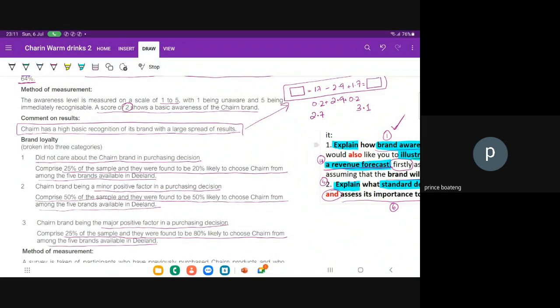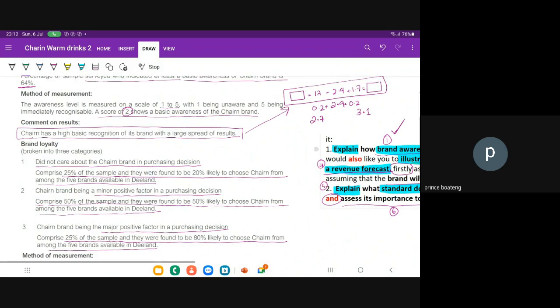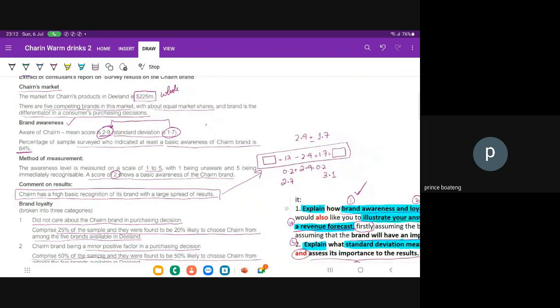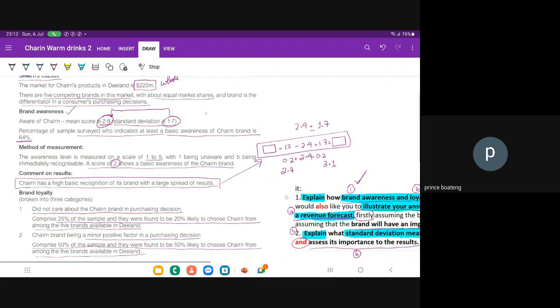If the brand has no impact, what will happen? How many companies are there? Five companies. So if brand doesn't make any sense, and the question says that both have approximately equal market share, let's suppose that brand doesn't change their decision. So what will be the revenue in that case?